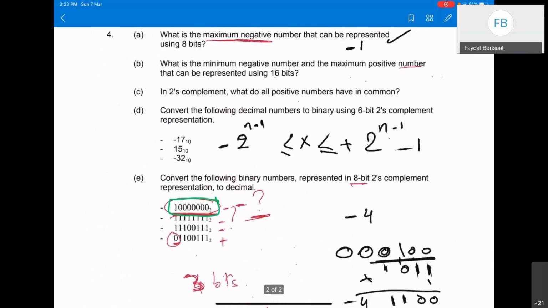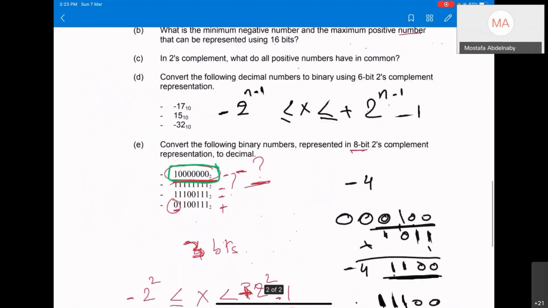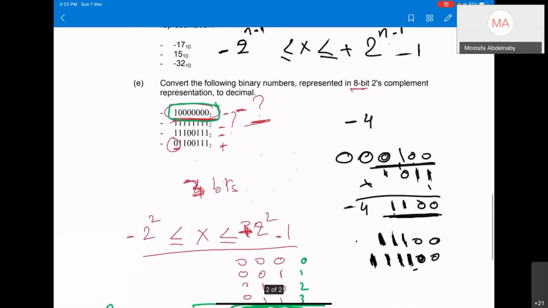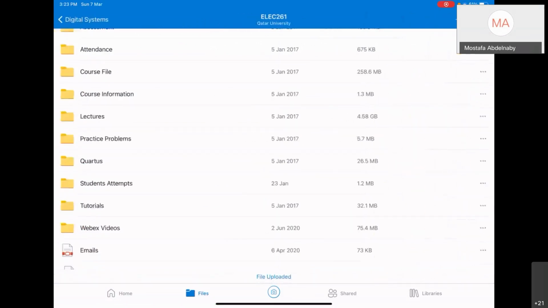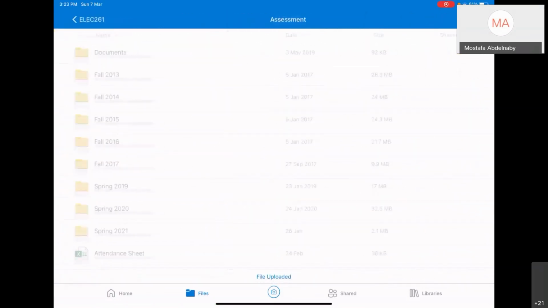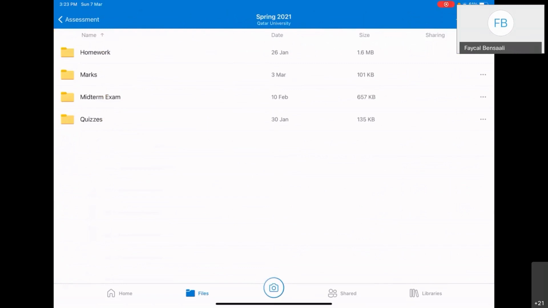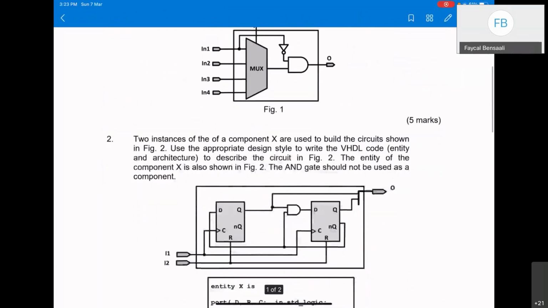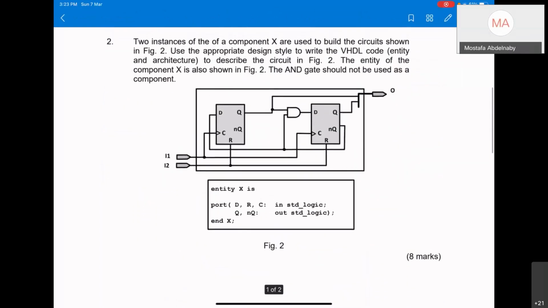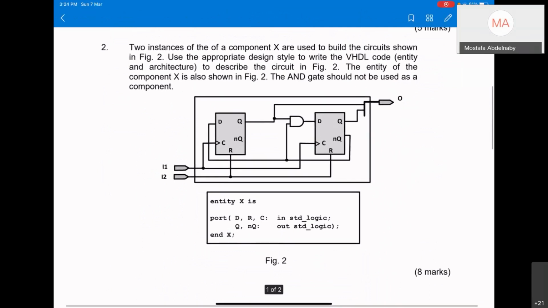Doctor, do you have the document for the homework? I have just one clarification in it. Homework 2. Yes. In question 2, this output has 2 connections, so it's a 2-bit output, yeah? Yes, this is 2 bits. Okay, 2 bits.